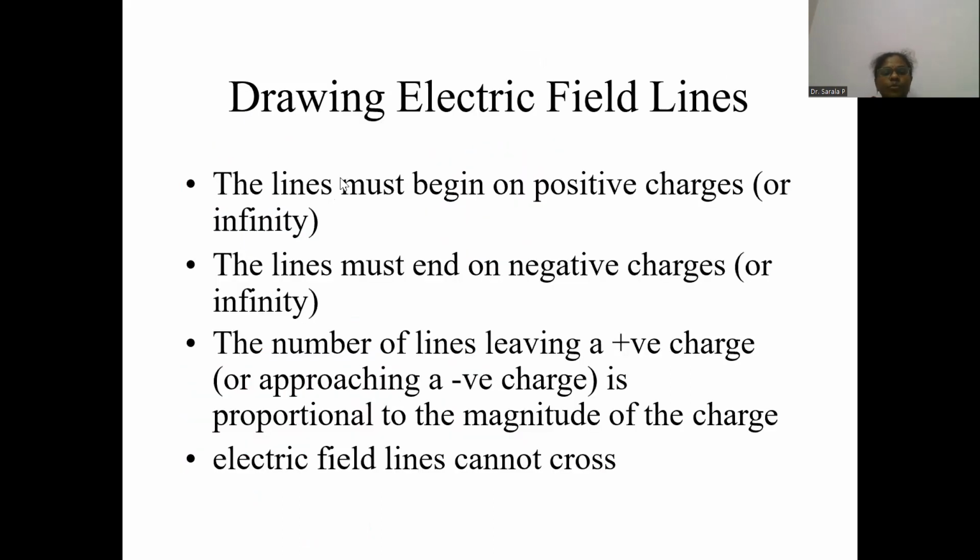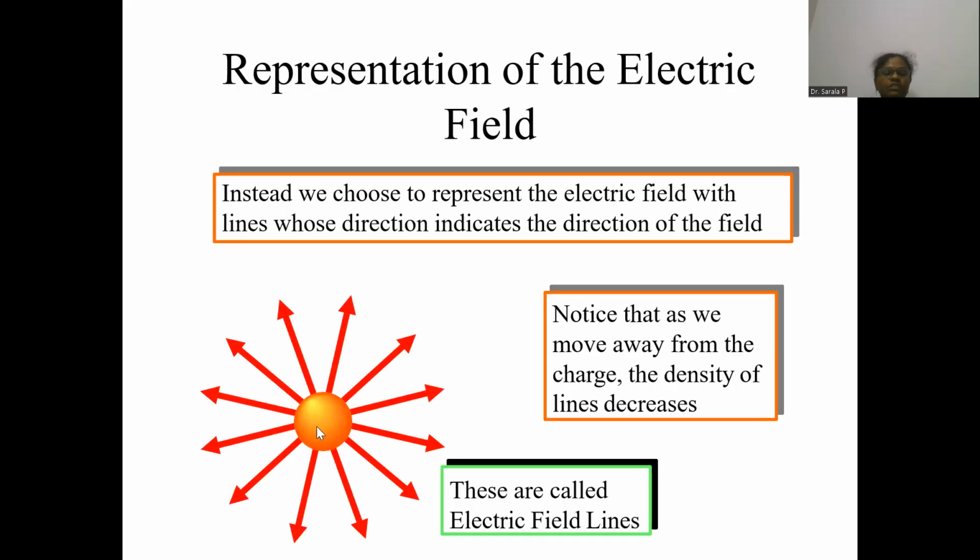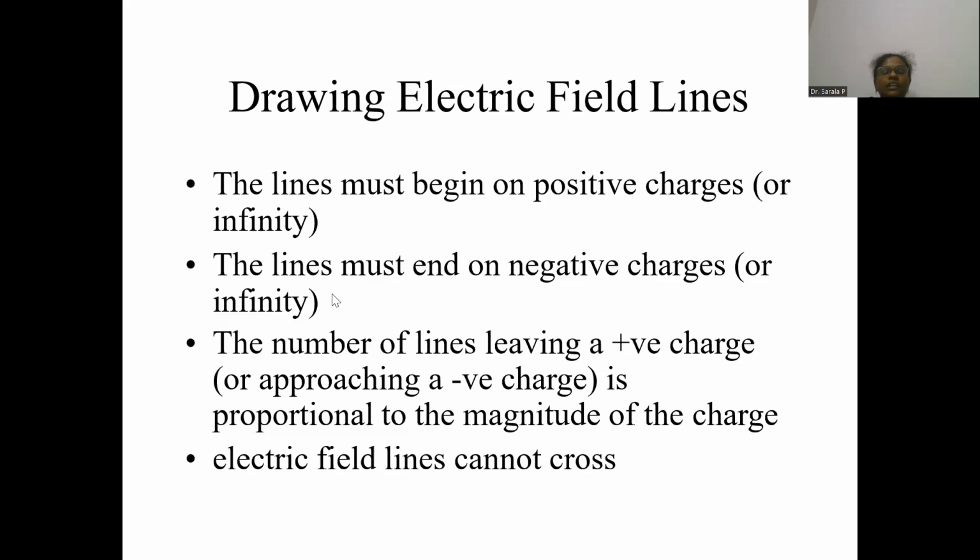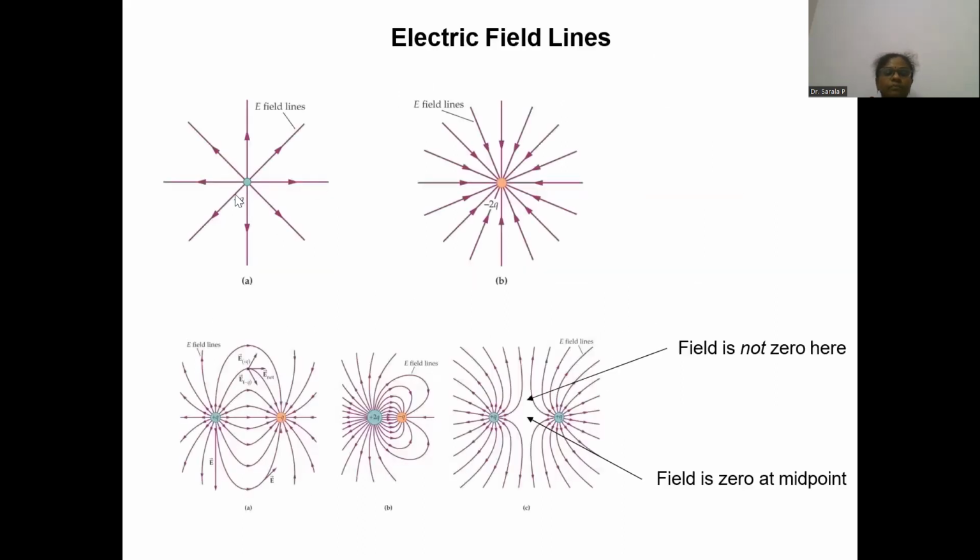Now let us go with how we are going to draw the electric field lines. The lines must begin on a positive charge. If we take the positive charge over here, the line is going to begin from the positive charge and move through to infinity. If we take the negative charge, the lines must end on a negative charge. See here, this is the positive charge. If we keep a positive charge over here, the electric field lines are going to start from the positive charge and end at infinity level.